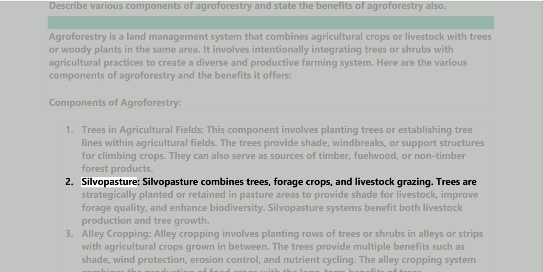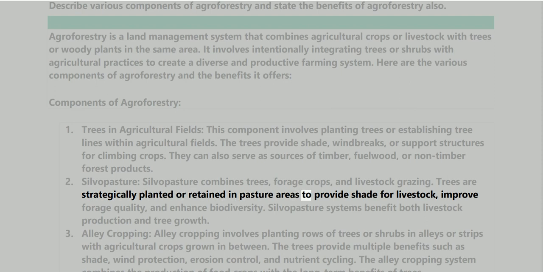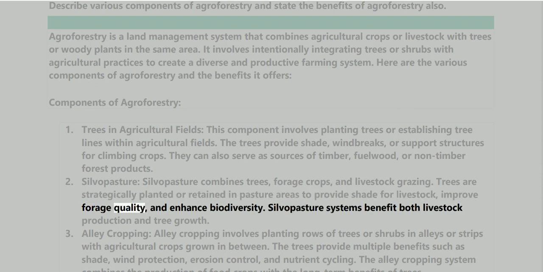2. Silvopasture. Silvopasture combines trees, forage crops, and livestock grazing. Trees are strategically planted or retained in pasture areas to provide shade for livestock, improve forage quality, and enhance biodiversity. Silvopasture systems benefit both livestock production and tree growth.